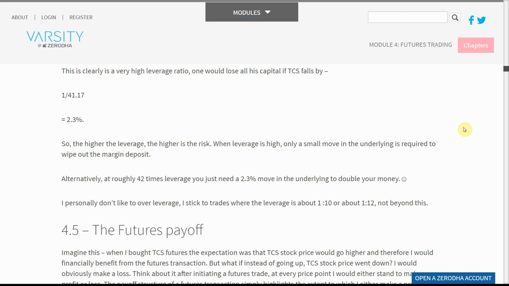Smiley face. I personally don't like to over-leverage. I stick to trades where the leverage is about 1:10 or about 1:12. Not beyond this.